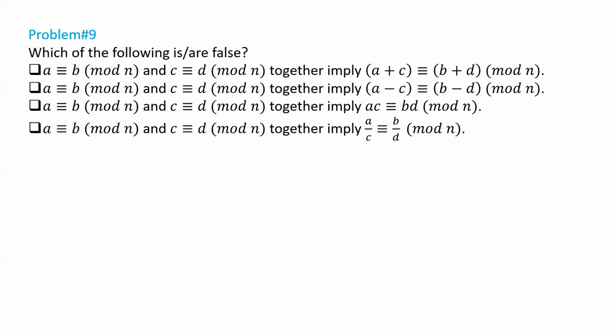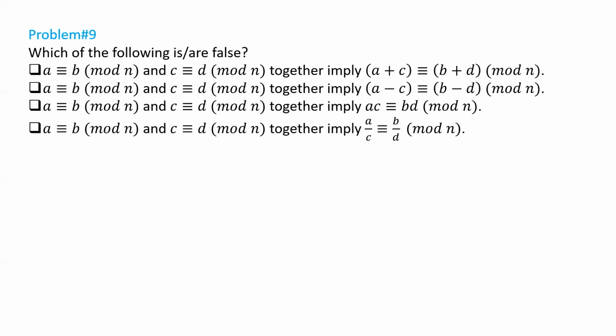Next problem, which of the following is or are false? A congruent to B modulo n and C congruent to D modulo n together imply A plus C congruent to B plus D modulo n. Same statement is repeated for subtraction: A congruent to B modulo n and C congruent to D modulo n together imply A minus C congruent to B minus D modulo n.